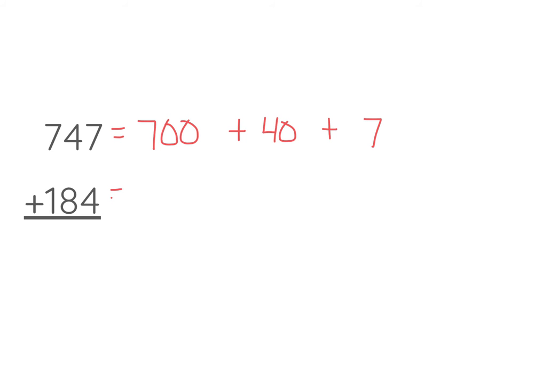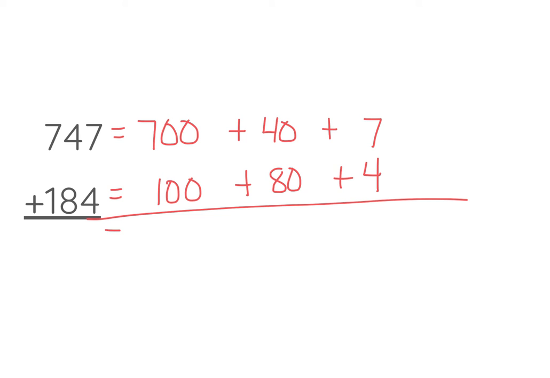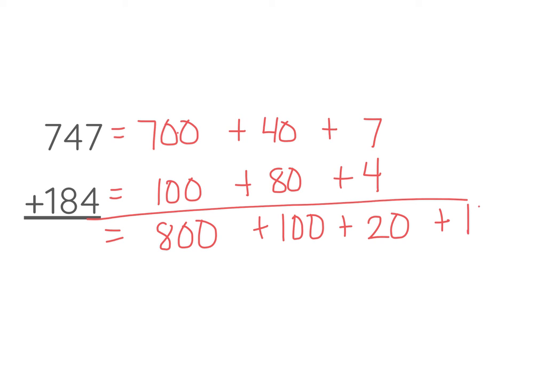Let's try another one of this because expanded is a fabulous strategy. It's one that kids are very, very successful at. They do a great job with it because they're calling the numbers the right things and they get the right answer. So 700 plus 100 equals 800. 80 plus 40 equals 100 plus 20. 7 plus 4 equals 10 plus 1.